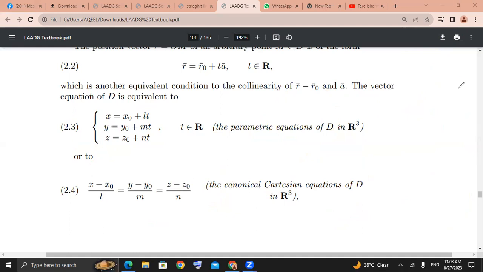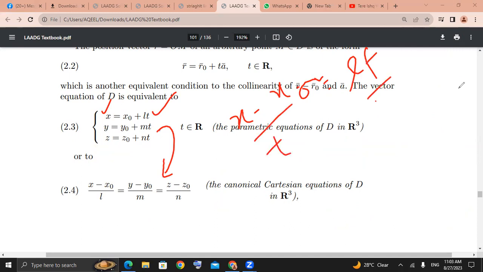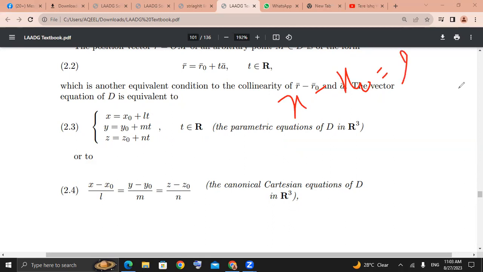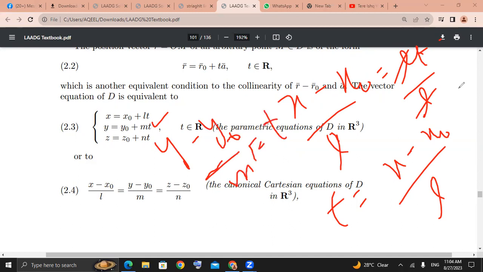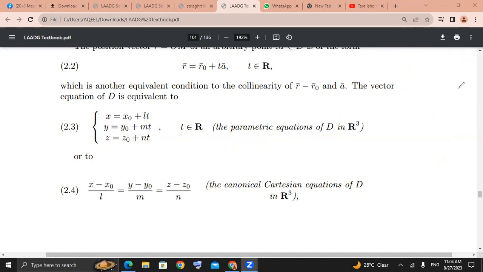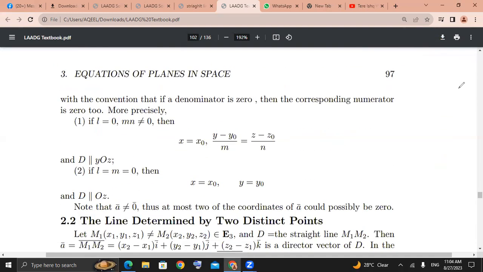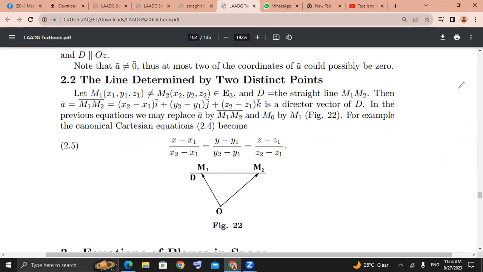Or you can say that this equation is derived from this equation. As we solve this, I get x minus x naught is equal to LT, and when I divide L on both sides, I get this. So T is equal to x minus x naught divided by L. When you solve the next equation, you get y minus y naught divided by M is equal to T. In a similar way, you get z minus z naught divided by N is equal to T. So these are equal. We put these three terms equal, and then we get the canonical Cartesian equation. Is it clear? Yeah.